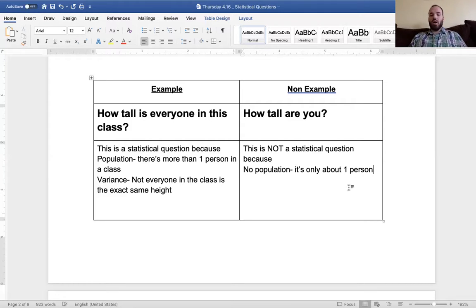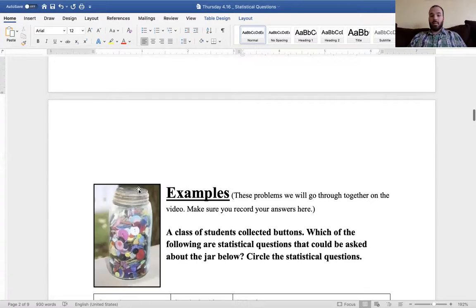How tall are you is also not a statistical question because there's no variance. Remember, variance means there's more than one answer. You are only one height. You can't have more than one height. You are what you are, at least for today. You might grow some more tomorrow. So as we're going through our questions today, we want to be able to say, is there a population and is there a variance? If there's a population and variance, it is statistical. If there isn't, then it's not.